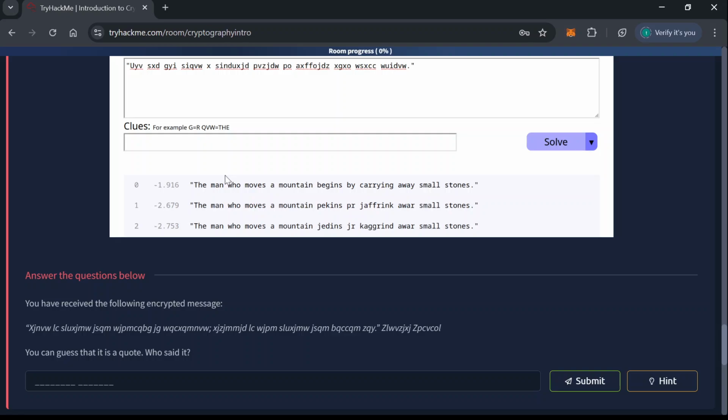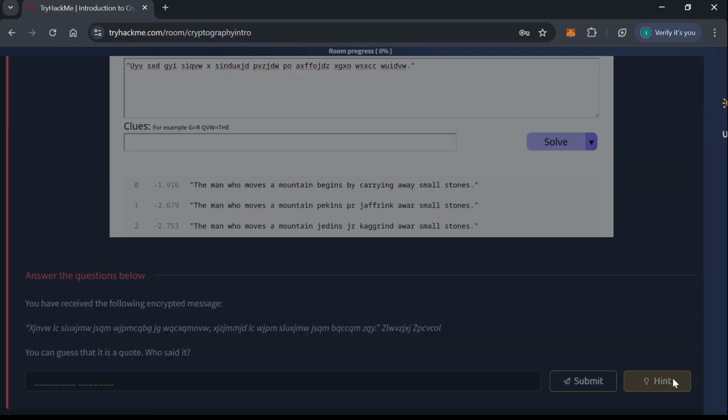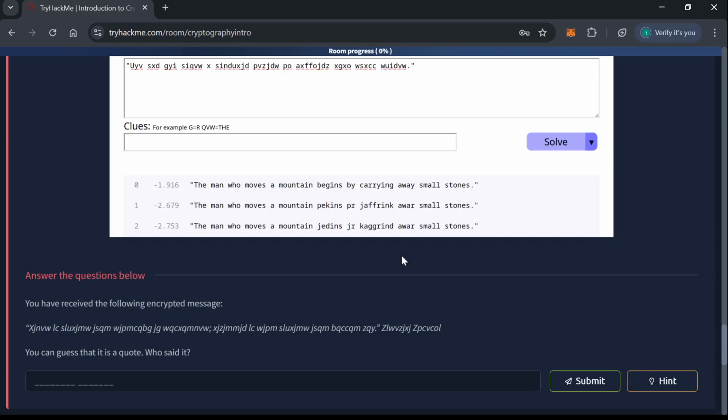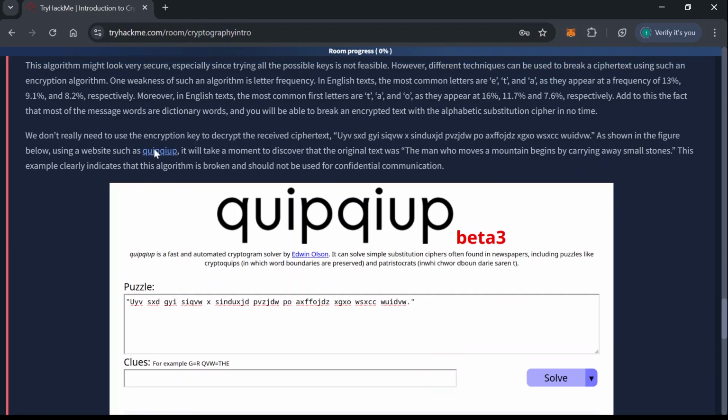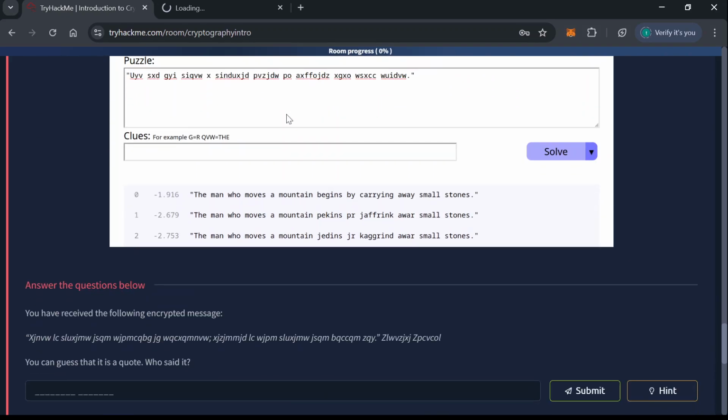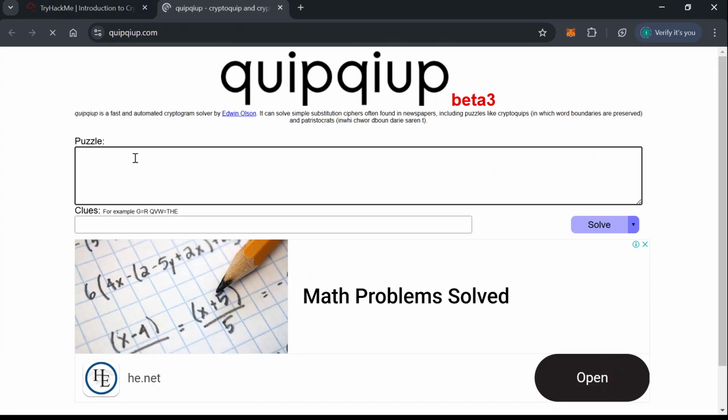Now you have received the following encrypted message. You can guess that this is a quote. Who said it? Right? So let's look at the hint. We are supposed to use QuipQuip. So we copy this, open the link. And we are going to copy this. Okay. Let's see if QuipQuip is here. We're going to paste, and we are going to solve.